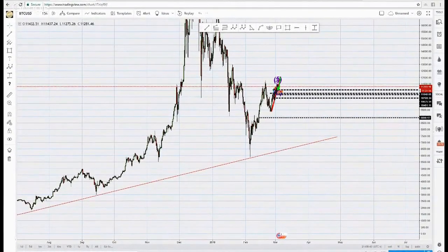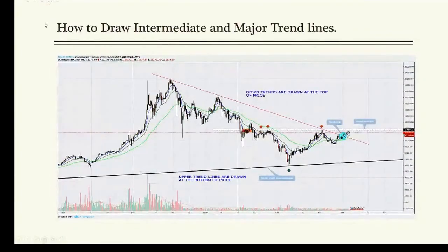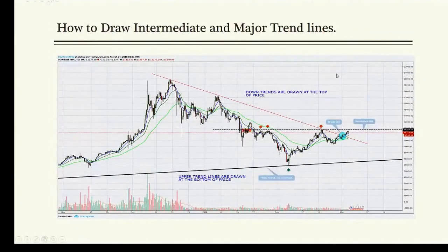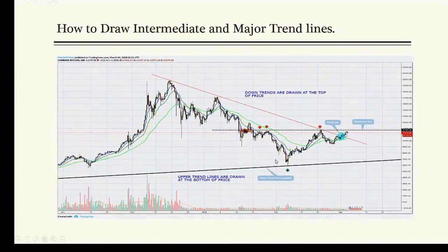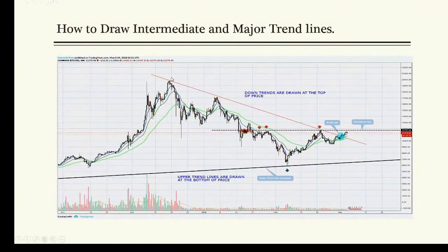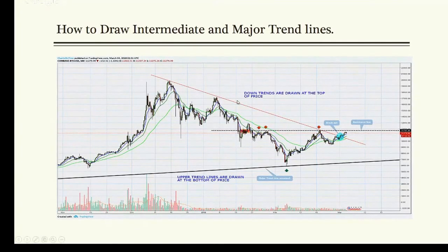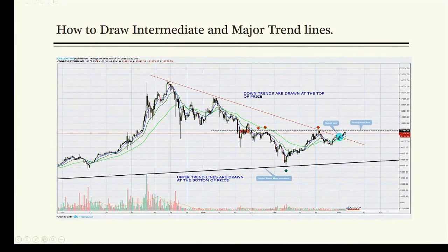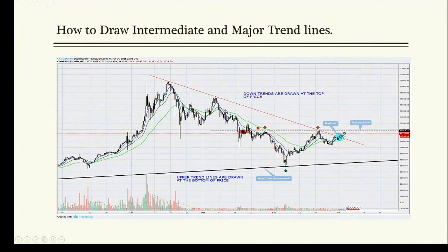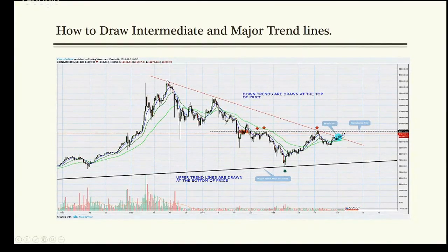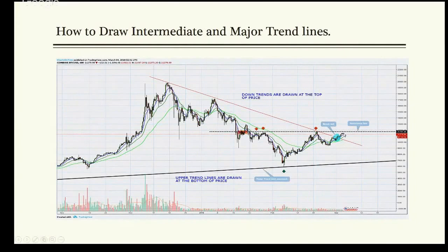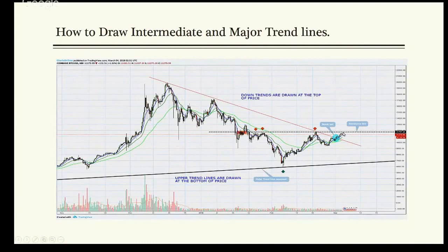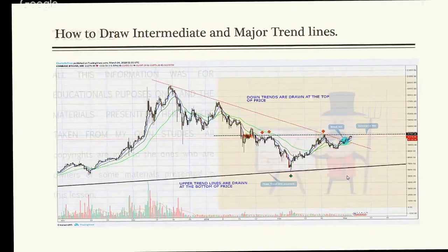And let's see how to draw intermediate and major trend lines. The intermediate ones are basically the downtrend lines. You draw them on the top of the price, and you can see we had 1, 2, and 3. We actually broke out from this downtrend line. Now we're trying to break away from this resistance line, which is about 12,000. It says 11,700, so that's where we are today.